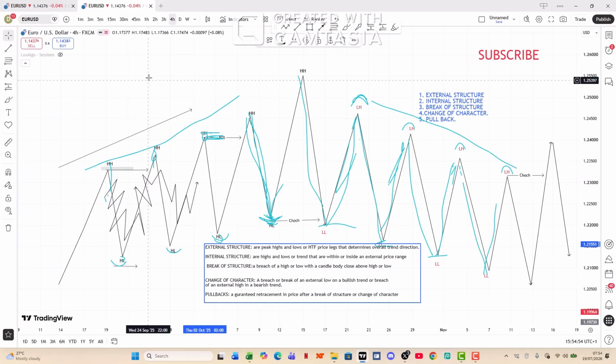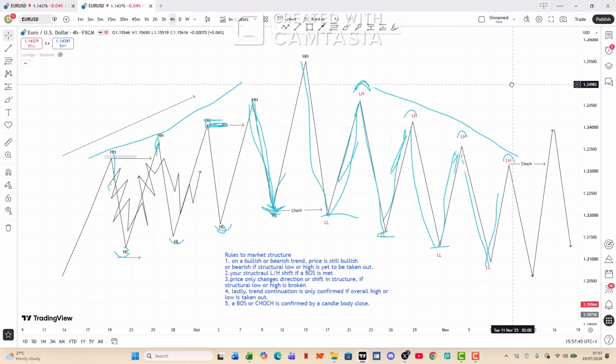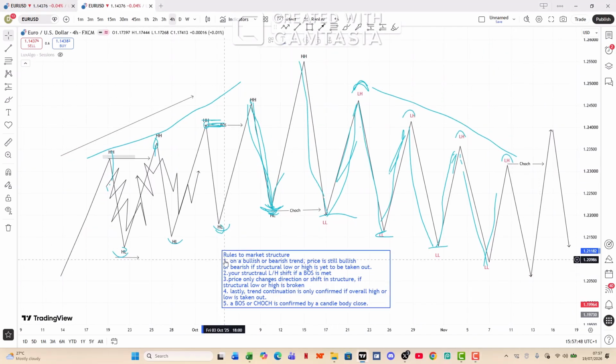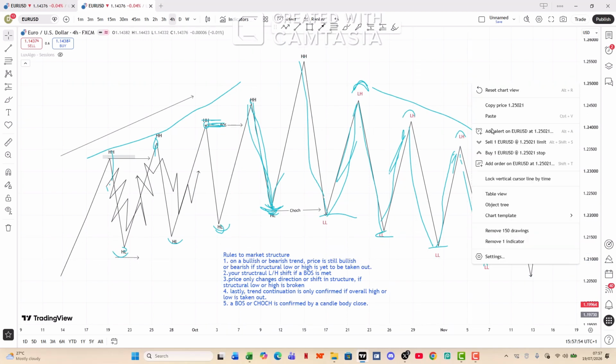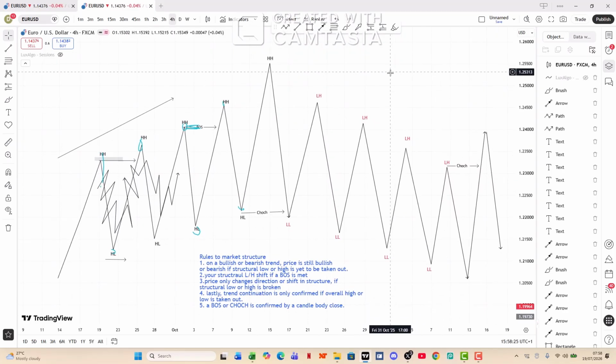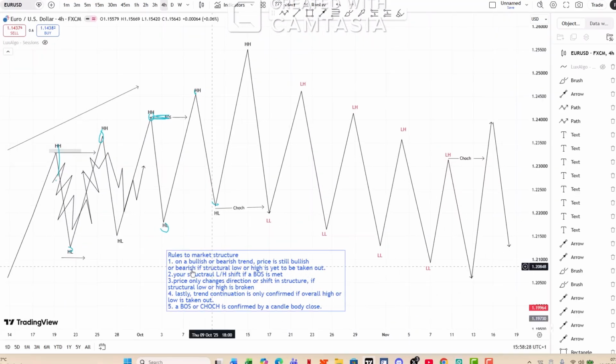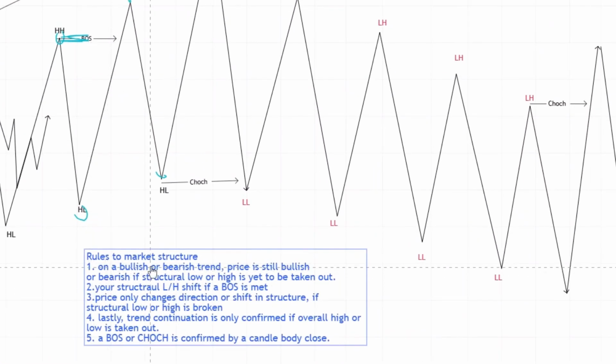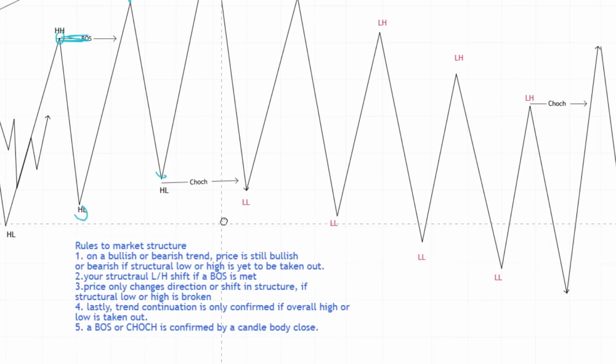All right, so next up we'll be going to rules. I have these 5 rules to market structure. All right, so let me clear these charts real quick. All right, so it's cleared. So rules to market structure. All right, on the number one, we have on a bullish. So this is the most important part. All right, so pay attention to this part.